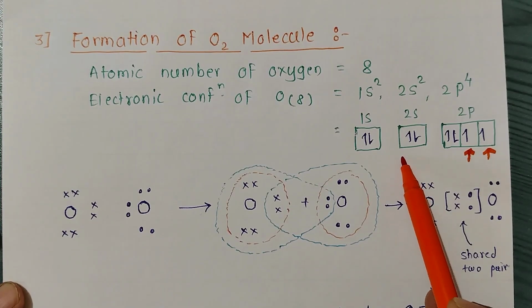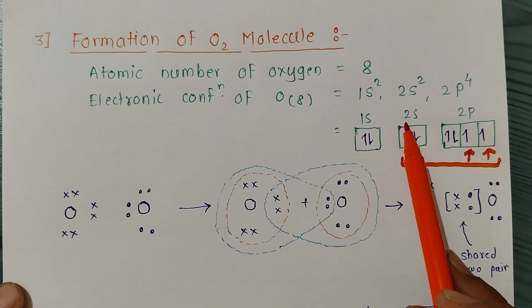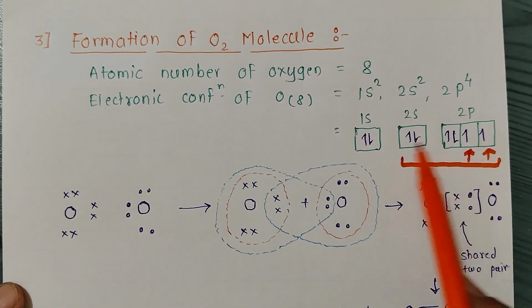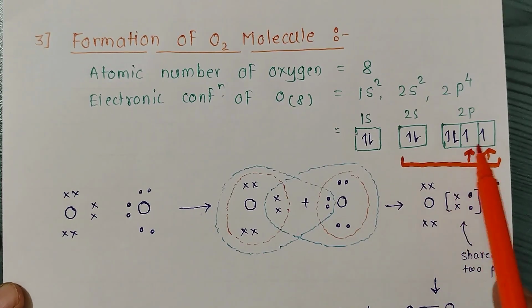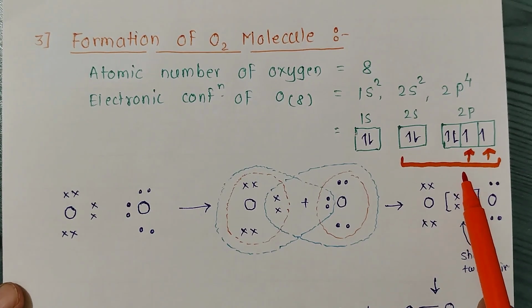But when we see here the total outer shell electrons, this is 2s and 2p, and this is the outer shell. So in the outer shell, or valence shell, of this oxygen, there are 2 plus 2 is 4, 5, and 6 electrons present. Means oxygen needs 2 electrons to complete its octet. To complete the 8 electrons, oxygen needs 2 electrons.